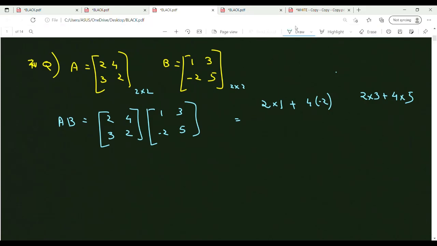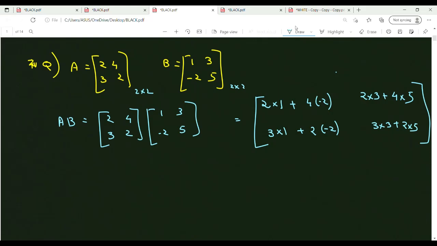So then we will multiply this 3 with 1 and this 2 with minus 2. Then we can multiply 3 with 3 and 2 with 5. Okay, you can see something like this.